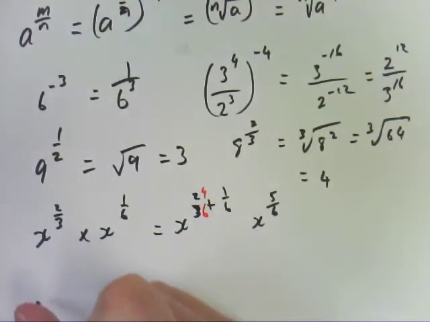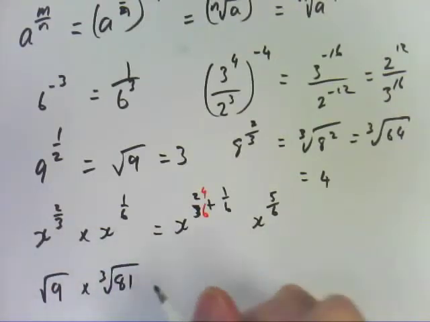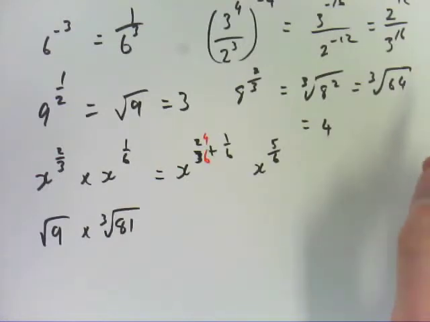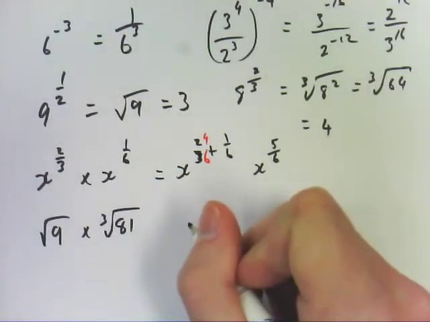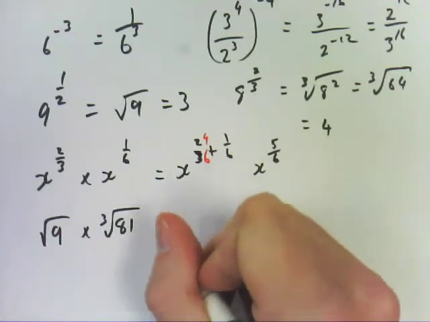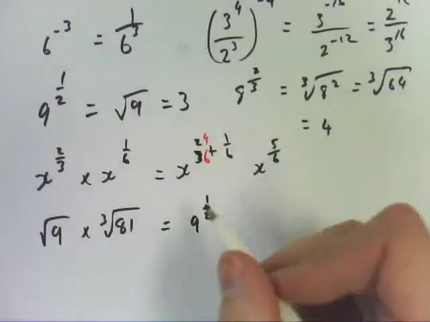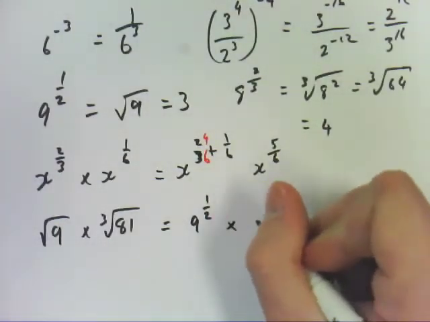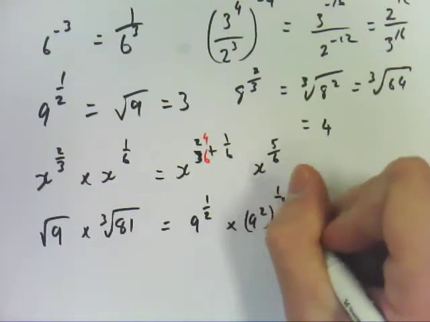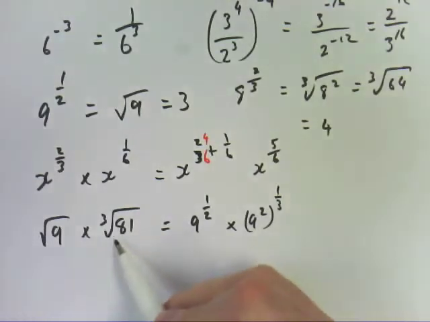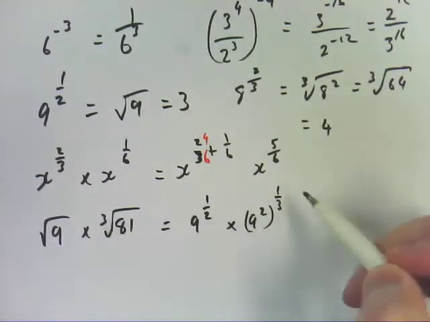Now, let's go back and have a look at 5a. Square root 9 times the 3rd root of 81. What am I going to do here? I'm going to put it in fractional indices. So I'm going to get 9 to the half, and I'm going to get 9 squared to the 1/3, because 81 is 9 squared, and we're cube rooting, so it's 1/3.